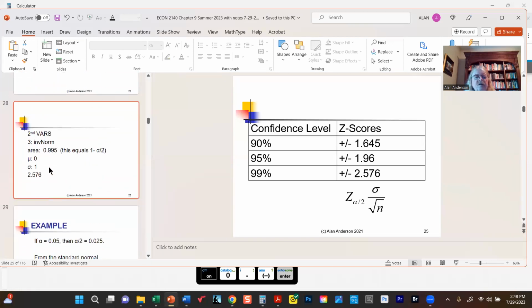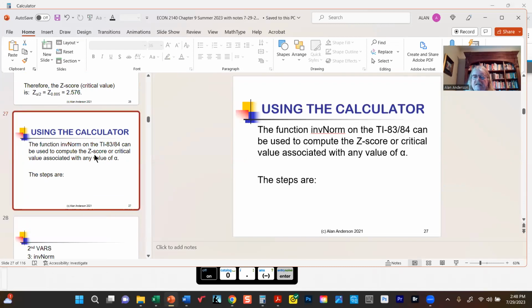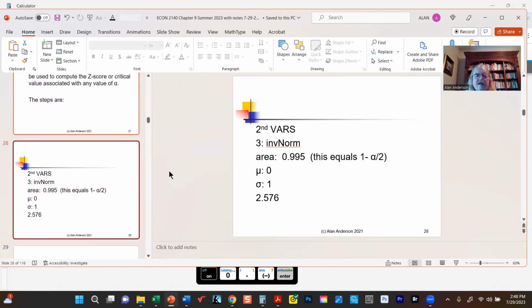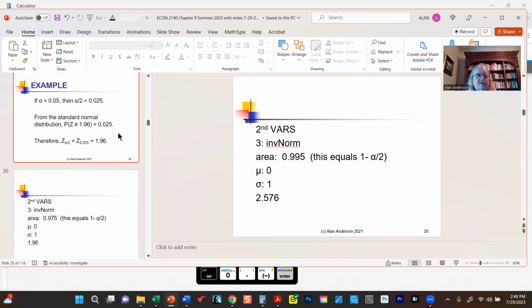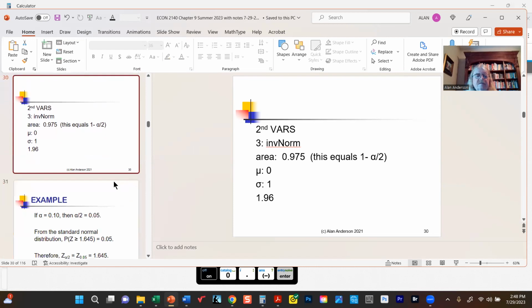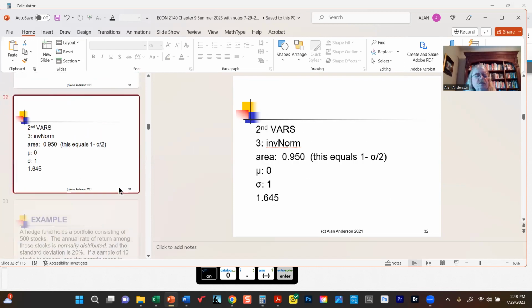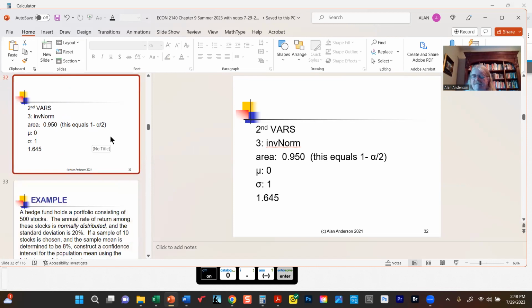Oh, by the way, I just realized that I did actually sneak these into the slides here. These instructions for using INV norm to find the Z-scores for all 3 cases. They're actually right here. I didn't realize it. But that's okay. No time went to waste, that's for sure. It's good practice.